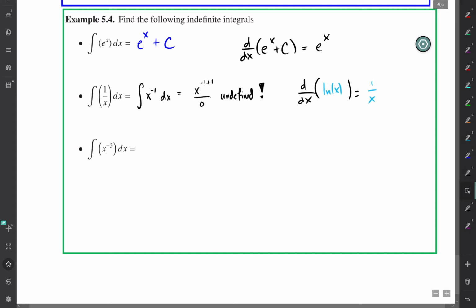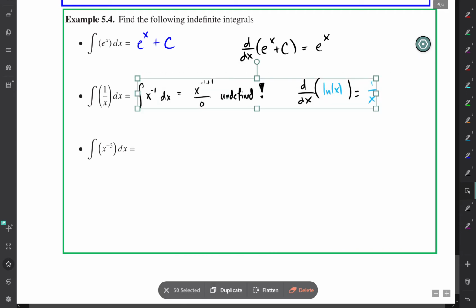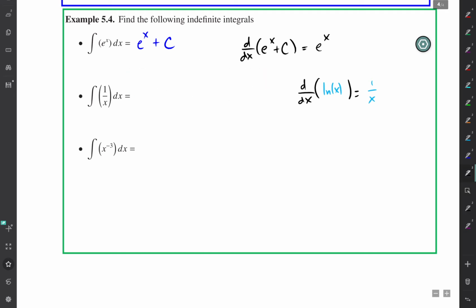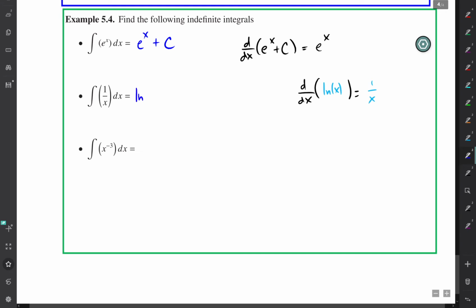So let me go back and just delete all of this and say that because we know the derivative of natural log of x is 1 over x, we know that the answer here should be ln of x plus a constant. Okay? And now you just check that the natural log of x plus a constant gives you 1 over x.